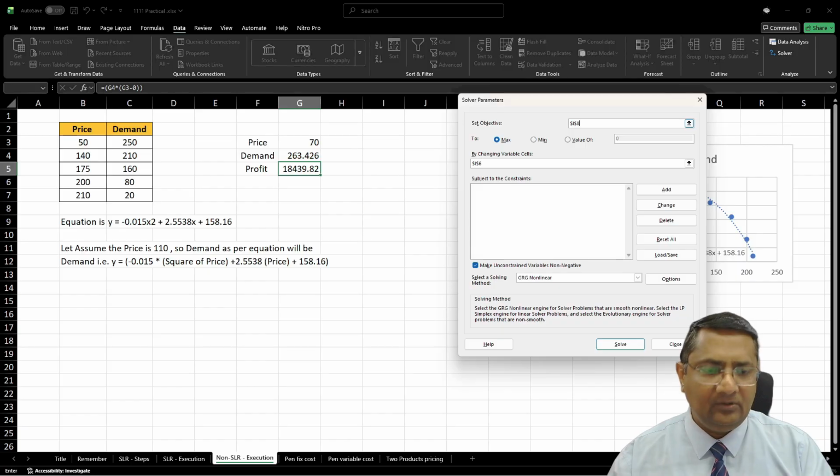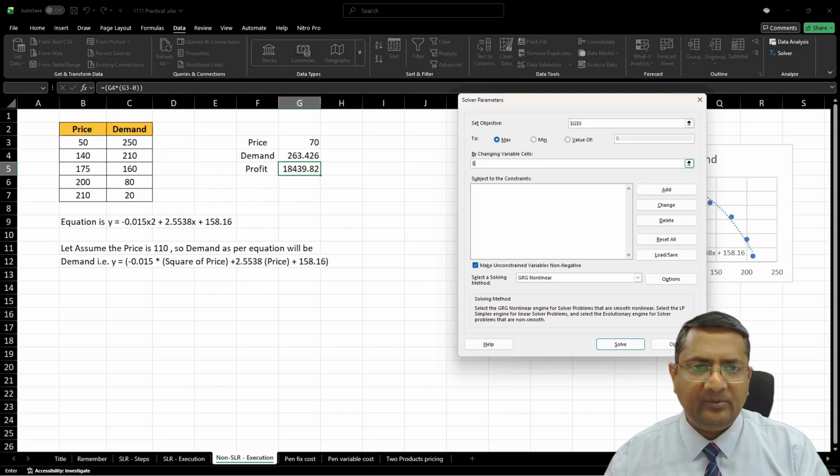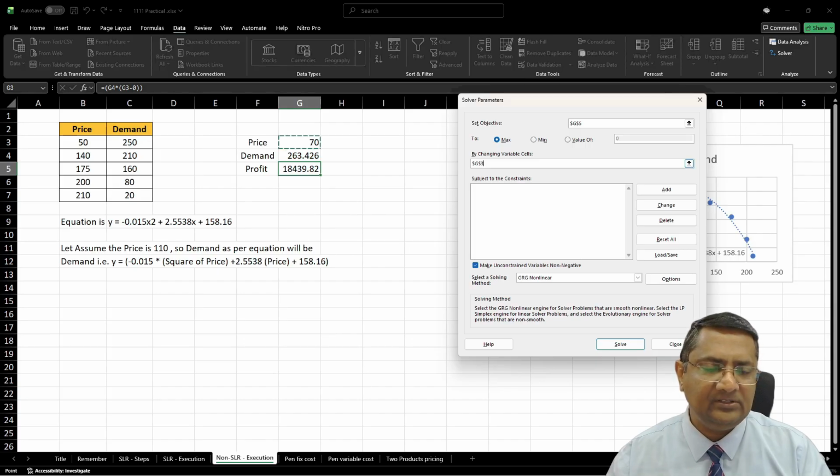Now here in this window, what is our objective? Objective is to maximize profit. So we have given the reference here. We have clicked max here. Then what is our variable? Variable is our price. So we will click on price. So we got the reference here. Non-linear, it's okay. Then just click solve.